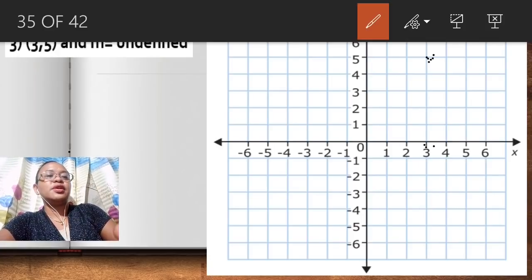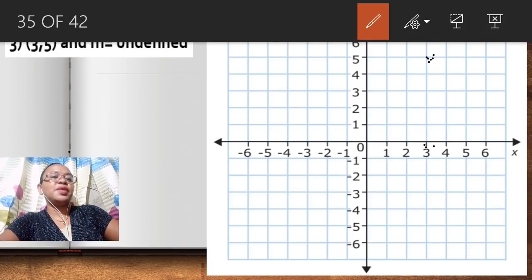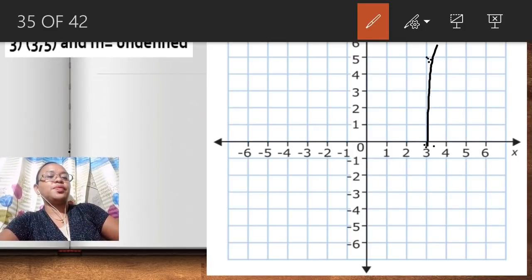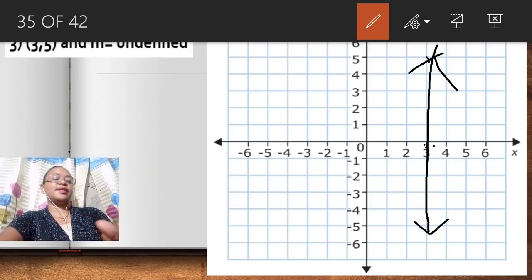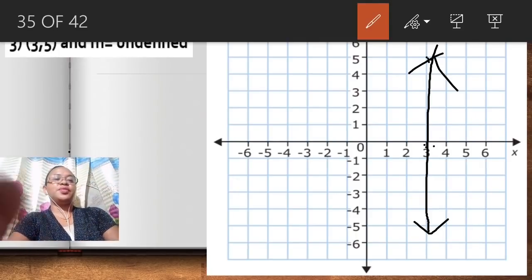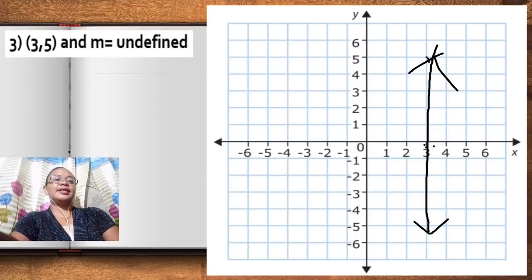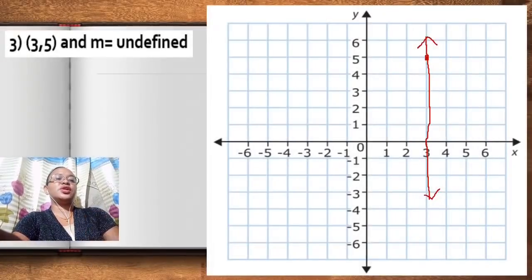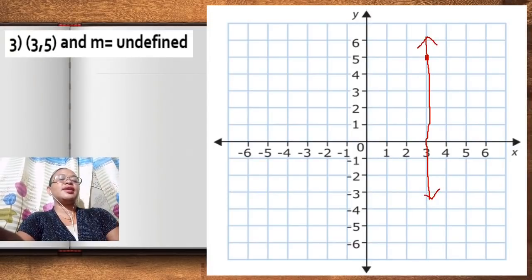Since it is a vertical line, because the slope is undefined, you will just draw the line straight up from here. And that becomes your line, because you are asked to graph the line that passes through the point and has the given slope. So that is now your line. To have a clearer answer, you have that one there. So that is how you graph the line when you are given only a point and a slope.